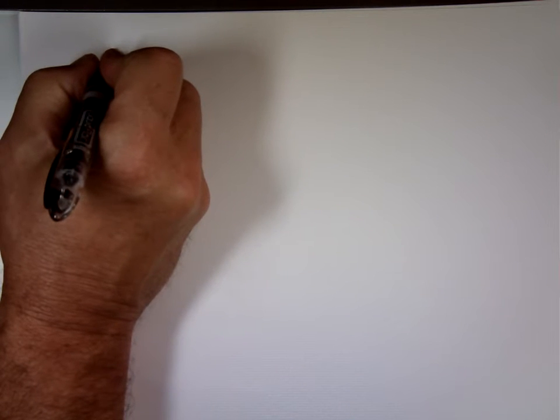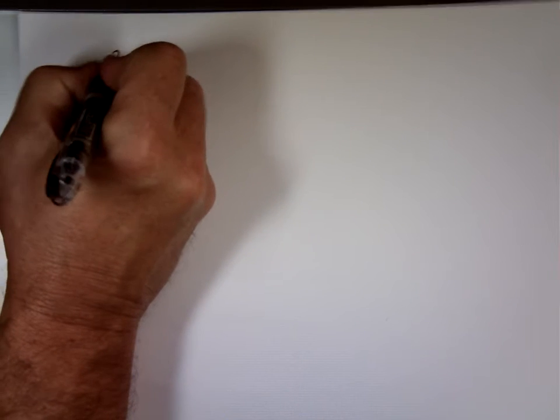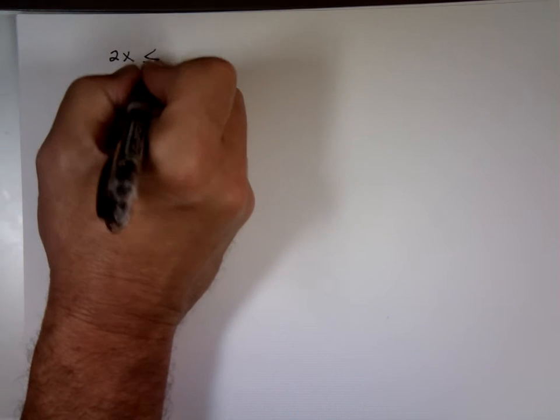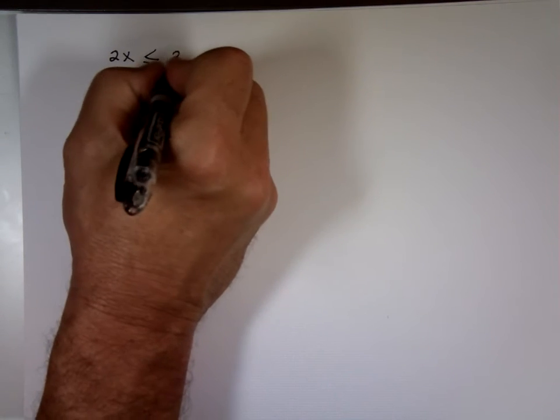Let's try different problems. This was the test breakdown. You had 3 rate of change questions. 2x less than or equal to 3 minus x.